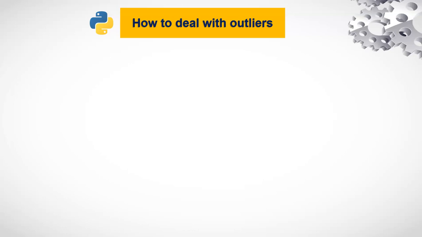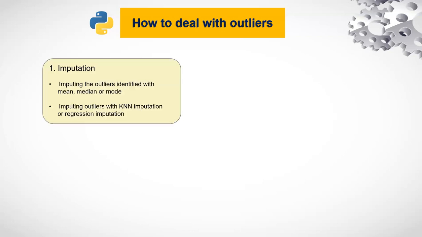So the first and foremost way is to impute the outlier values. Once we have identified the outlier values in our data set, we are going to impute those values using mean, median or mode. We can also try out k-NN imputation or regression imputation and also iterative imputation. Those are sklearn packages already available to us. I have already created videos on k-NN imputation, linear regression imputation and iterative imputation. You can check those out. So this is the first method with which we can deal with the outliers.